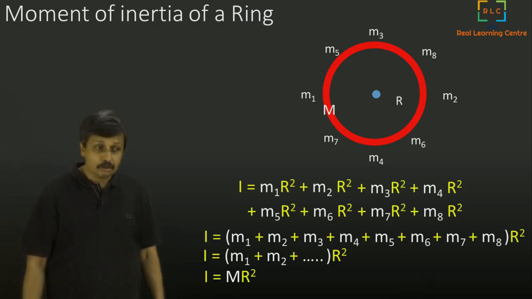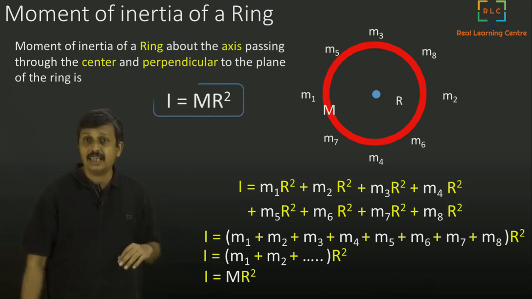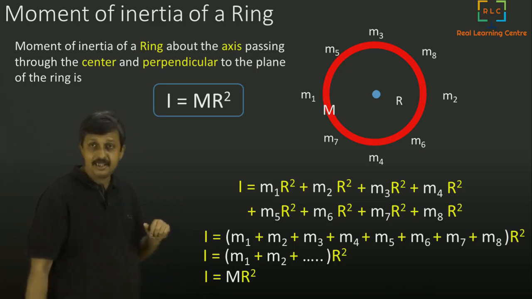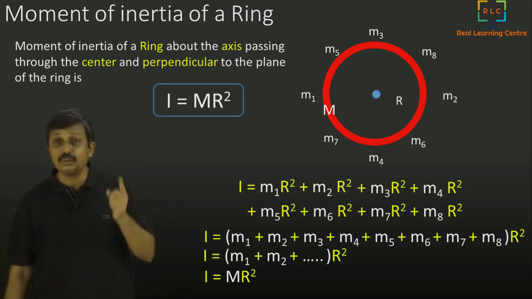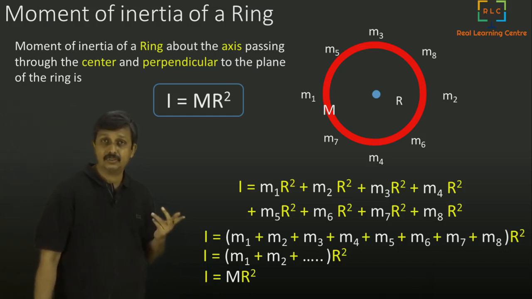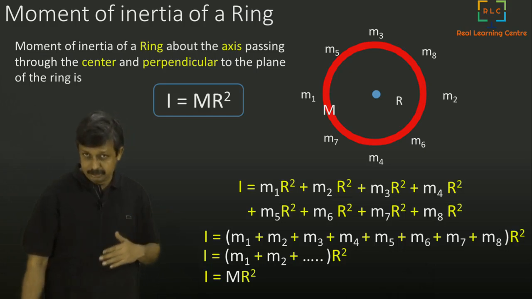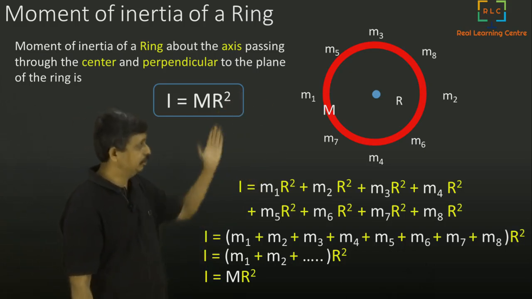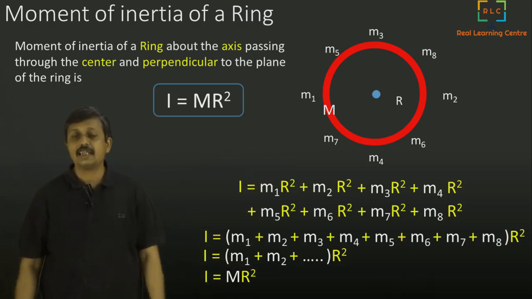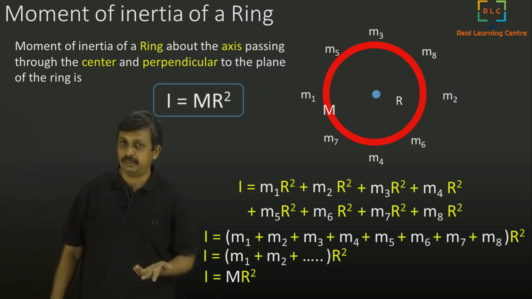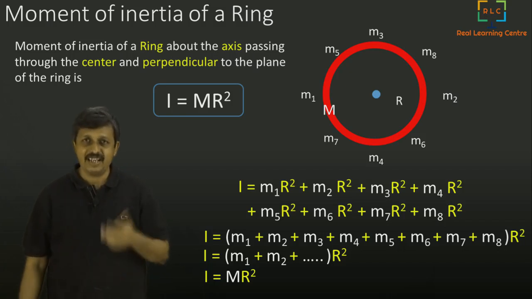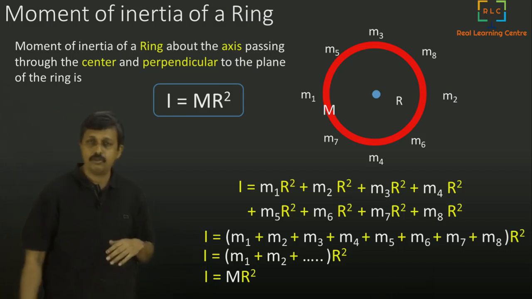Now, the moment of inertia of a ring, this is how we specify it, is about the axis passing through the center and perpendicular to the plane of the ring. The plane of the ring is this plane itself, and the axis is perpendicular to this and passing through the center. That is equal to I is equal to mr square. So remember, some of these things need to be remembered. They are very handy when calculating moments of inertia.